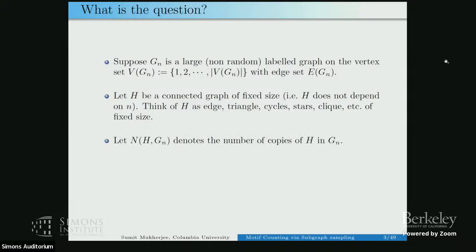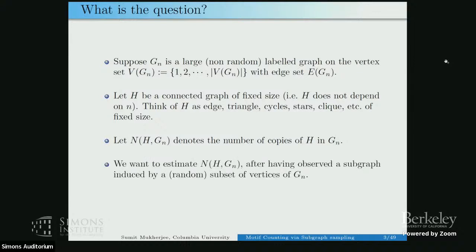Okay, so let N(H, G_n) denote the number of copies of H in G_n. By copies, I do not mean induced, so the number of injective homomorphisms. And so that's what N(H, G_n) is. And this is our parameter of interest. We want to understand what this number is.